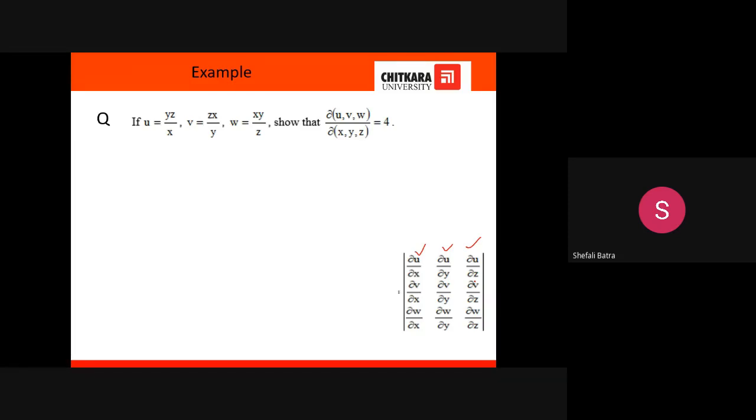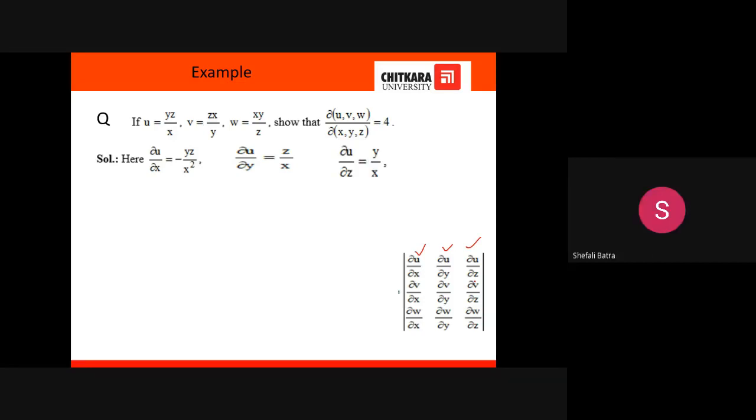Curly u upon curly x. Minus yz upon x square. Correct. Curly u by curly y: very simple, z over x. Correct. Curly u by curly z: y by x. Good.